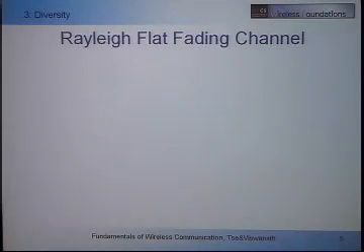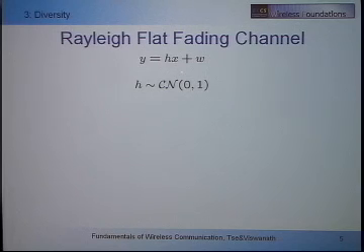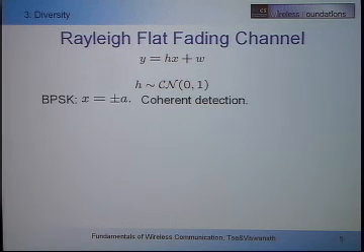So now, I have a flat fading channel. Very simple, Rayleigh flat fading channel. So all I have is y equals hx plus w. The only difference between AWGN and this one is this h. And this h is a Gaussian random variable, circularly symmetric, a random fading. Now, suppose I send again x equals plus or minus A.